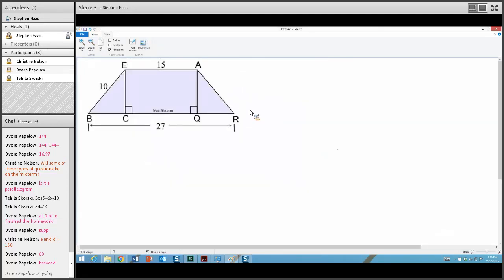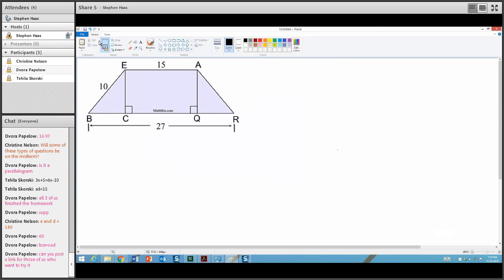In this one, they give us that this is an isosceles trapezoid, that this is congruent to this, and they want us to find side AQ.